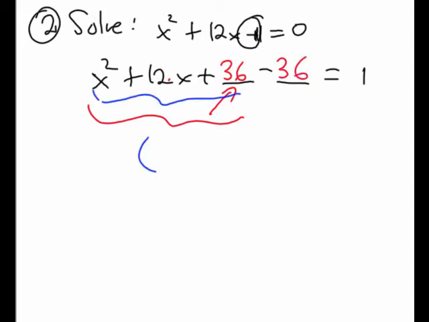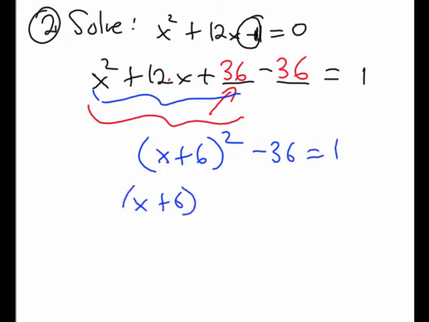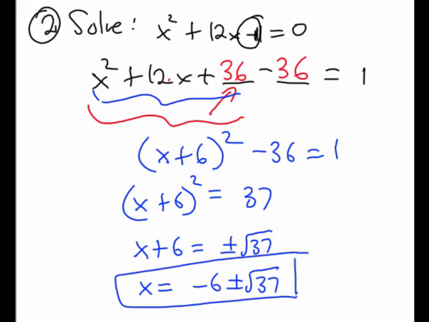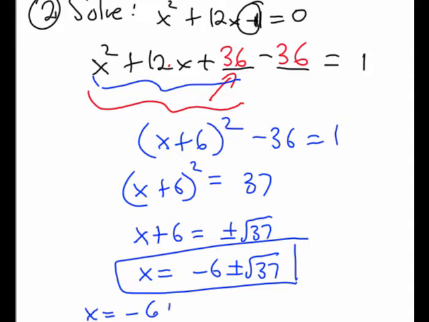that will make these 3 terms factor perfectly as x plus 6 squared. And then I can add the 36 to the other side in order to isolate my square. I can square root both sides to get plus or minus the square root of 37. Subtract 6, -6 plus or minus root 37. And it's perfectly acceptable to leave your answer like that. Remember that does mean 2 separate answers. That number and that number.